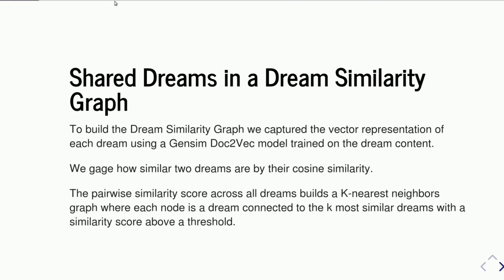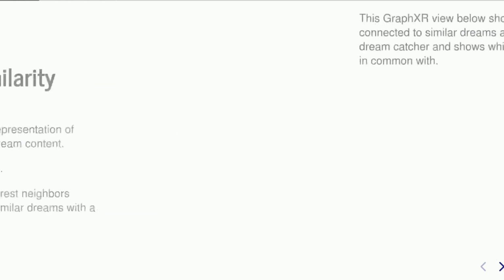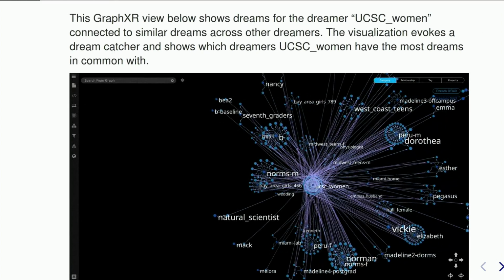So first is our dream similarity graph. I used a GenSim doc2vec model to train dream embeddings based on the dream content. And for every two dreams, I compare them, and if they have a high cosine similarity, I connect them into a k-nearest neighbors graph. So this is our first GraphXR view. This shows the dreams for UCSC women. Some of the dream journals are penned by individuals and some are by collectives, like UCSC women. So this shows which dreams UCSC women have in common with the other dreamers.